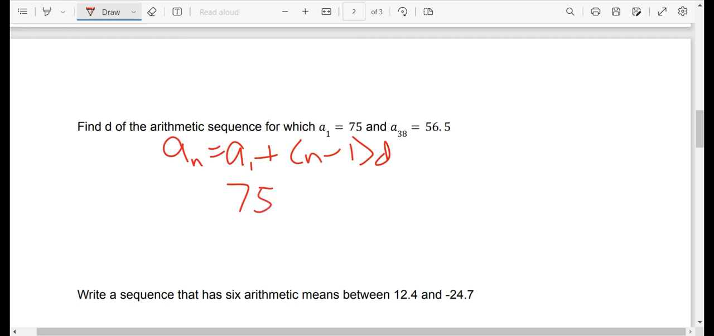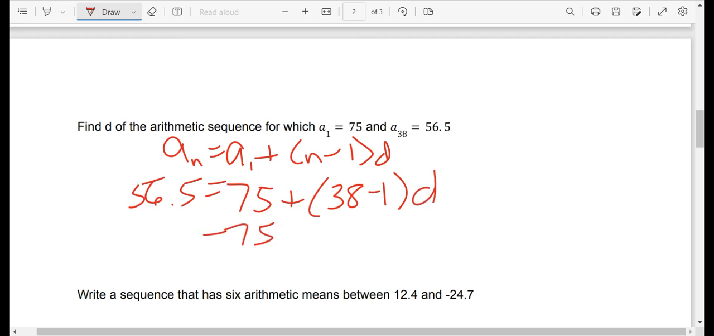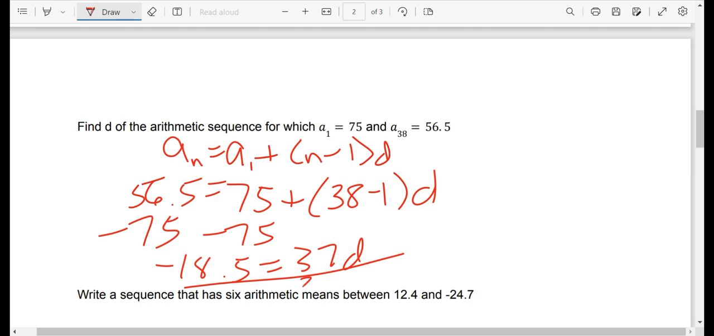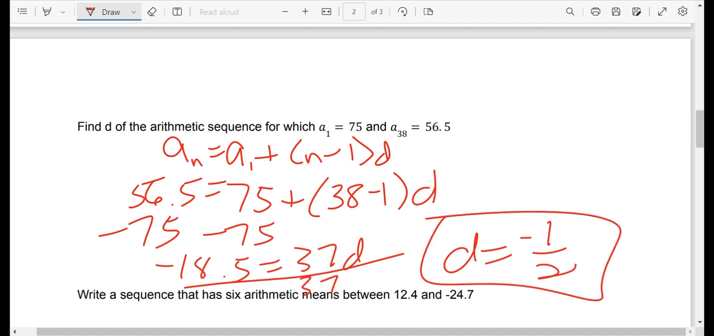So I'm going to put 75 down. We know the 38th term is 56.5, and I need to solve for d. If I subtract 75, we're going to get negative 18.5 equals 37d. Divided by 37, and what do we get? We get d is equal to negative 1/2. It's a little algebra for you.